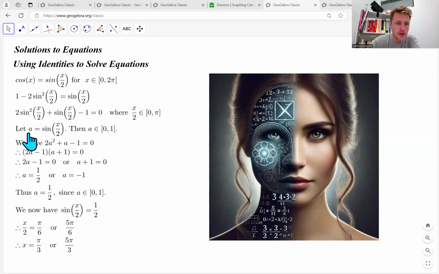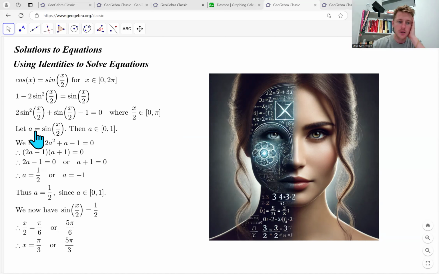Okay, then we say a equals sine of x on 2, which is recognizing that it's a quadratic. And then a goes between 0 and 1. Why? Now I can explain it properly. Hopefully you can see why x on 2 has to go between 0 and pi: because x goes between 0 and 2 pi, so x on 2 goes between 0 and pi.